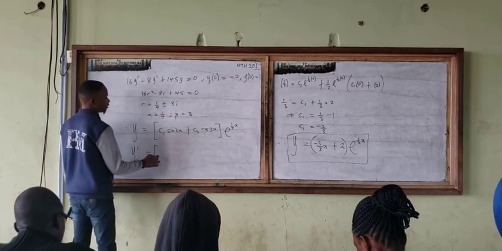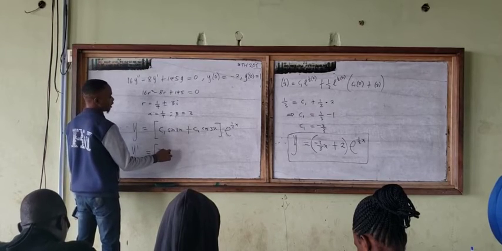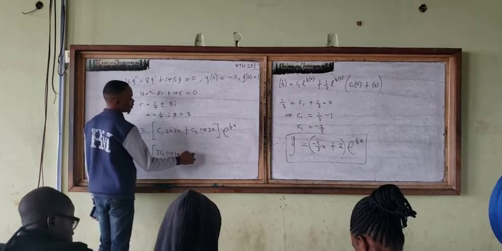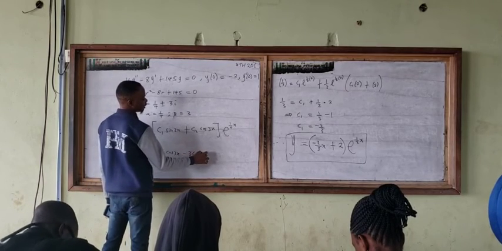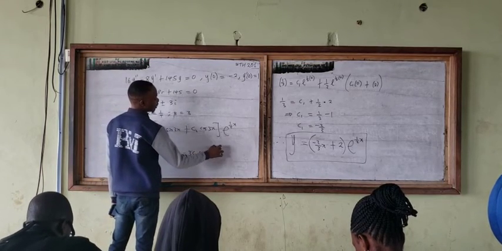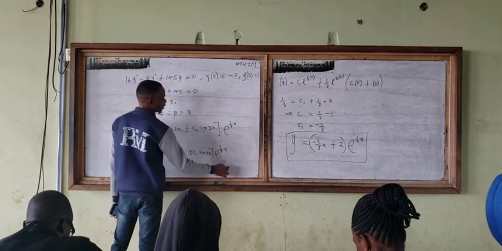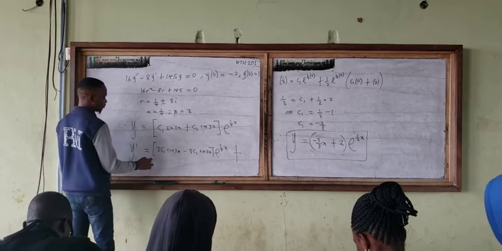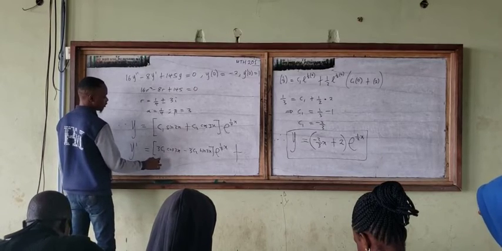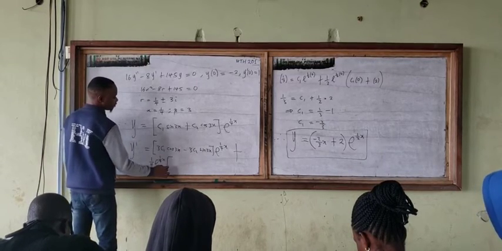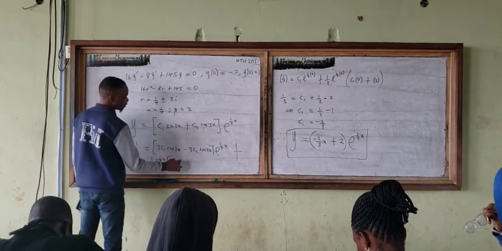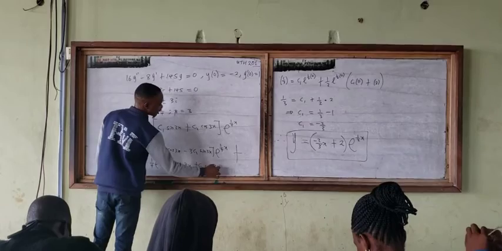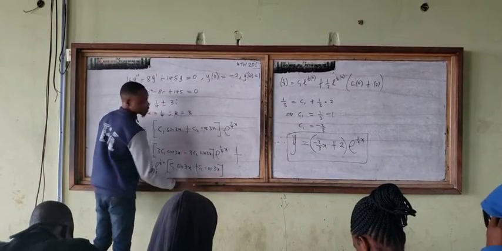When we differentiate this, we have 3c1 cos 3x minus 3c2 sine 3x, then e raised to power 1 over 4x. Then plus, differentiate this and keep the other as constant. That gives 1 over 4 e raised to power 1 over 4x, times c1 sine 3x plus c2 cos 3x. Is that clear?